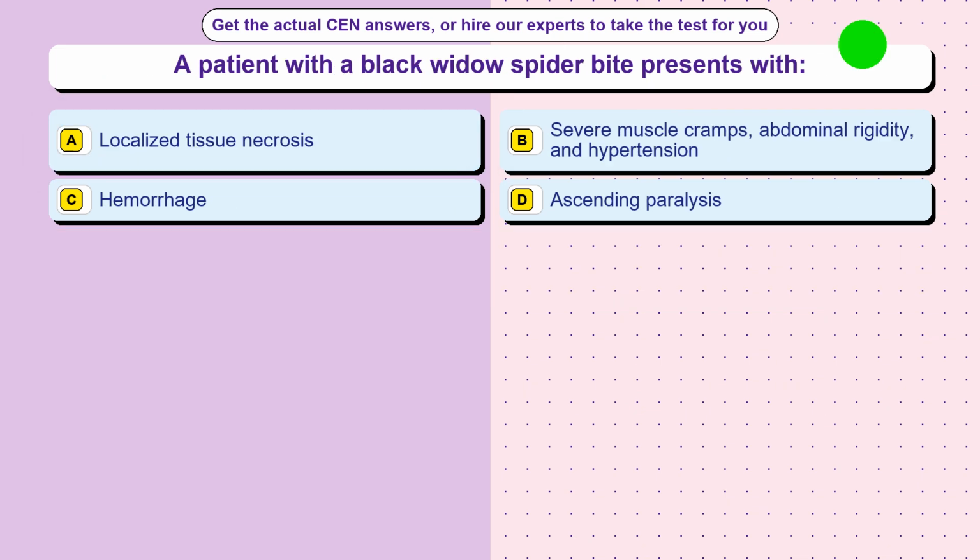Question 24. A patient with a black widow spider bite presents with Option A, localized tissue necrosis. Option B, severe muscle cramps, abdominal rigidity, and hypertension. Option C, hemorrhage. Option D, ascending paralysis.